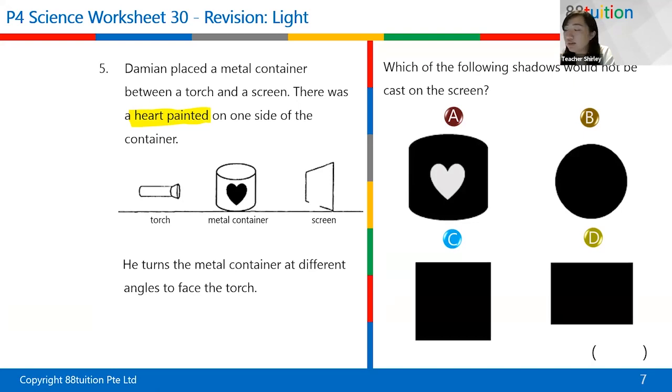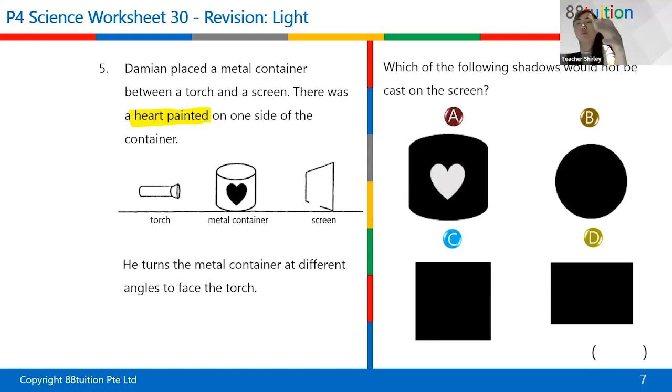Would you like to try? Is it C? A. Yes, the answer is A. C. Someone said A just now. Who is it? It's C. Yes, Minhaj says C. It shouldn't be A. The reason why, like I explained, is that it's only a painting.